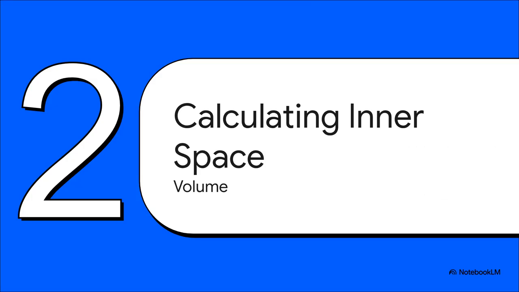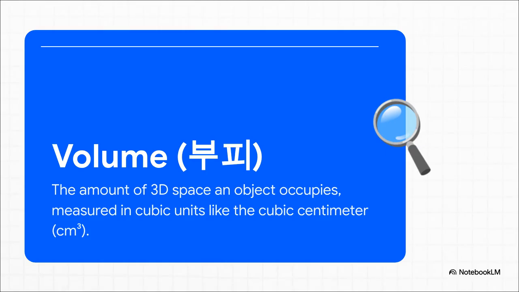All right, so we've totally nailed the outside of the box. Now it's time to see what's going on inside. We're shifting gears from surface area to volume. And volume is all about how much space something actually takes up. So, if surface area is about flat 2D space, volume is all about 3D space, which means we need a 3D unit to measure it.